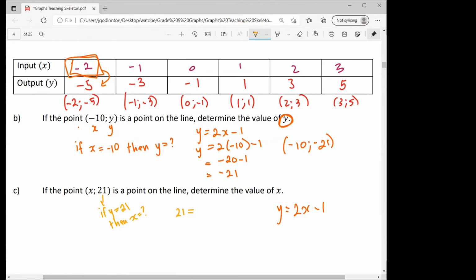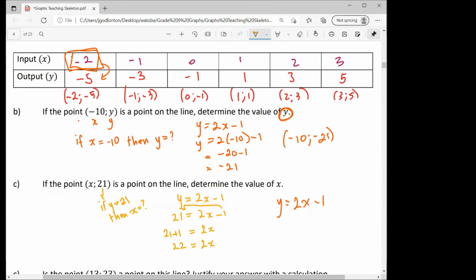So y is equal to 2x minus 1. I'm going to write that step over here. Y is equal to 2x minus 1. And I'm saying y is 21, and I'm looking for x, which means the first thing I have to do is move that 1 over. The 21 plus 1 is equal to 2x. So that's 22 is equal to 2x. Now, if I want x to be alone, I have to divide both sides by 2, which means x is 11. Those of you who got 11, give yourselves a big clap.